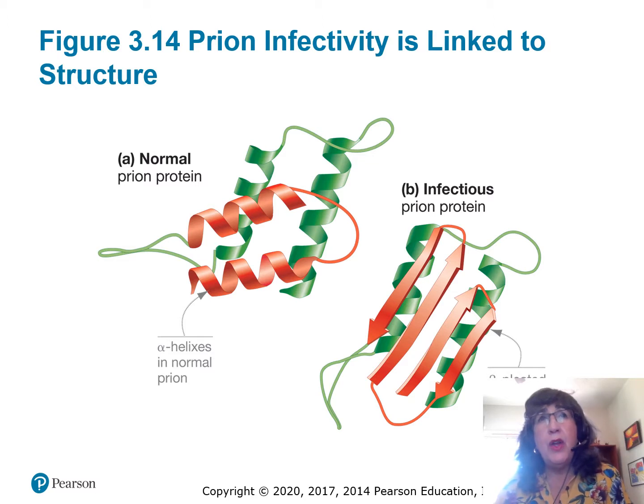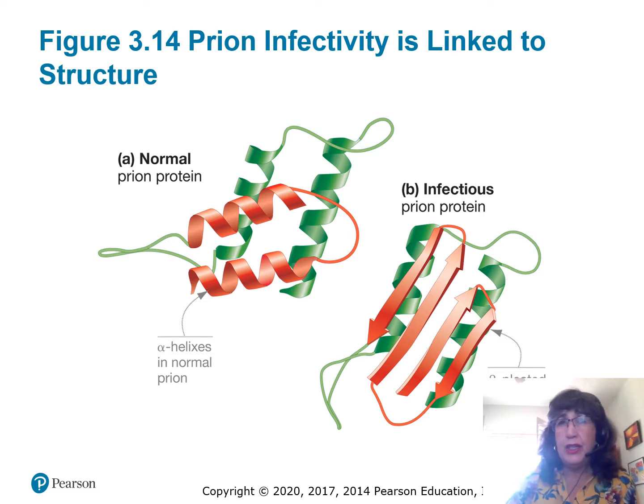It says prion infectivity is linked to structure. So notice up on the left-hand side, this is the way that it should be properly folded. It looks like 4 alpha helices, but a prion can make it refold. And here you see a combination of alpha helices and beta pleated sheets.